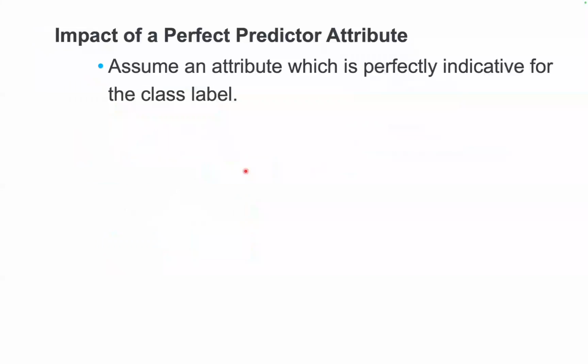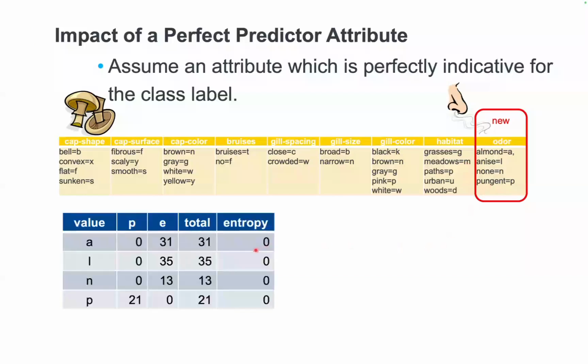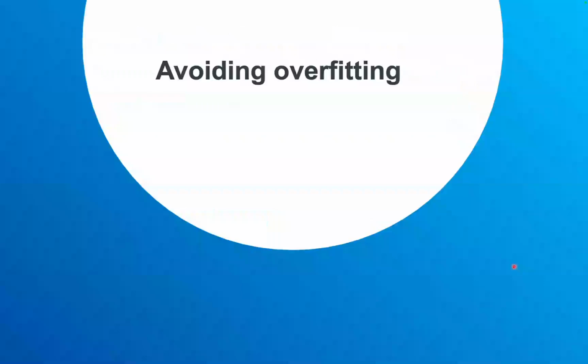And now, what if I had a perfect predictor attribute? An attribute which would be perfectly indicative for the class label. Well, let's assume we have an additional one like odor, and we would have the information that this new attribute would lead to perfect entropy when I distinguish for the value of this odor. That would give me a perfect information gain, and odor would then lead to a very small decision tree. That would be ideal for us.